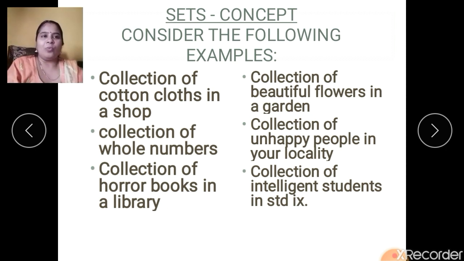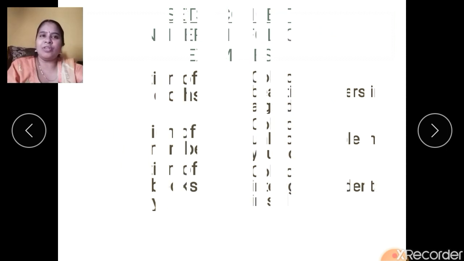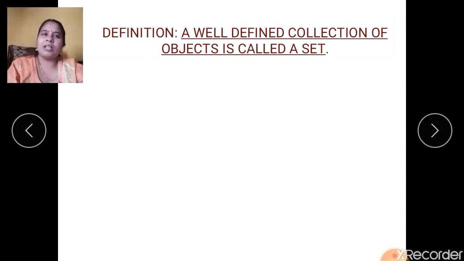Correct? So now I am coming to the definition of set. What is a set? A well defined collection of objects is called a set. Yes, when I define it properly that I want this only, like I want prime numbers, I am restricting myself only to prime numbers. So that is a well defined set.